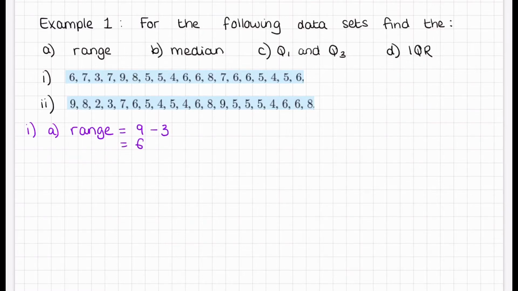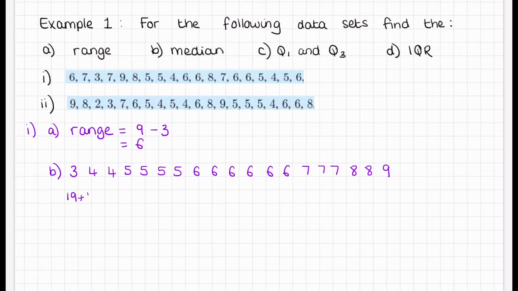Now to find the median, we need to put them in order from smallest to largest. We'll get this. And now for the median, we want to find the middle point. So we count up how many data points we've got, which is 19. So we'll work out the position. It'll be 19 plus 1 divided by 2, which means we are looking for the 10th number. So just count along: 1, 2, 3, 4, 5, 6, 7, 8, 9, 10. And we'll find that the median is 6.